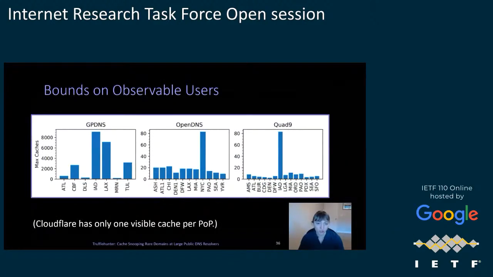The next limitation that Trufflehunter has is inherent to cache snooping as a measurement technique, and that is that you can only observe one user per cache. So we looked at how many caches were visible on each of these resolvers at any one time. We found that Google had a great many of them that were visible to us because of their dynamic caching strategy, about 100 times more than either OpenDNS or Quad9. Cloudflare, of course, only has one visible cache per pop, so its graph is omitted here. OpenDNS and Quad9, you might notice that some of the larger pops like NYC and IAD have a lot more visible caches than the smaller ones.